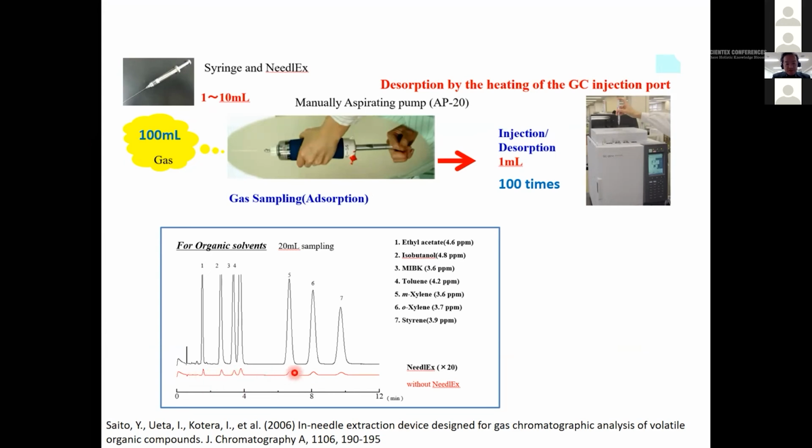This is an example of concentration by Needle X. The red line shows without Needle X. The blue line shows with Needle X. Each peak of VOC is increased by Needle X.